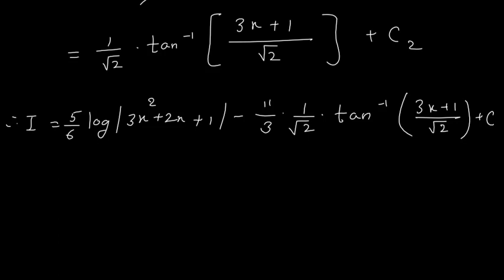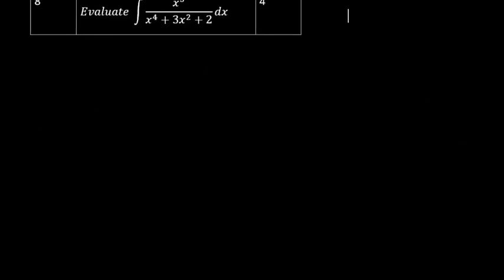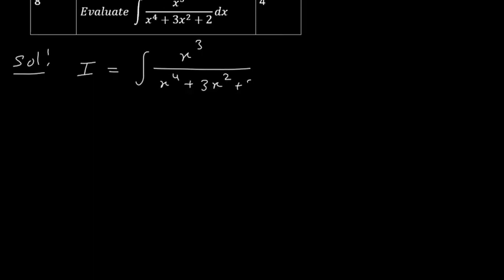Now let us see the next question. The next question is I equal to integral of x cube upon x power 4 plus 3x square plus 2, dx. So in the solution we will first write what is given. I is equal to integration of x cube divided by x power 4 plus 3x square plus 2, into dx. Now for a moment just see the problem and try to understand what we can do here.